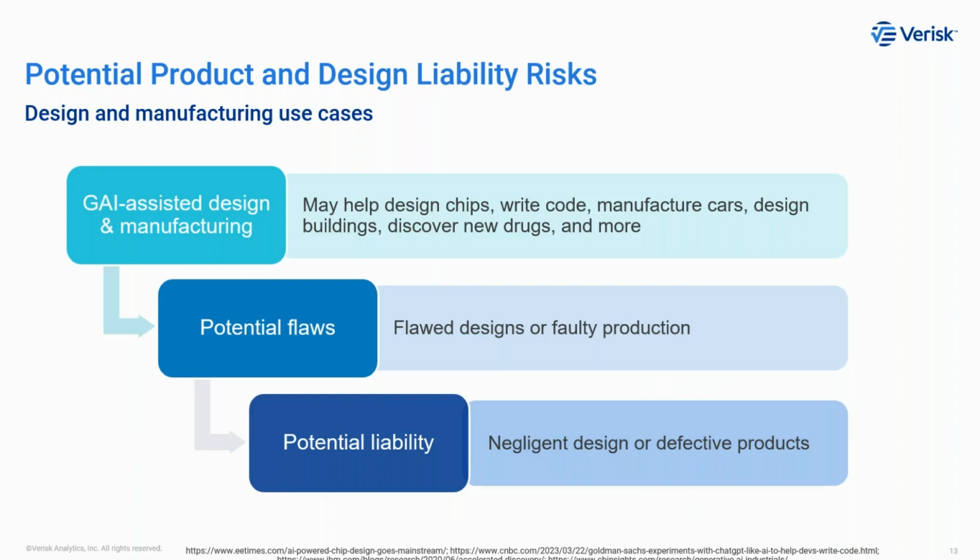There are also many potential use cases for GAI tools in product design and manufacturing. GAI tools may be used to help design chips, write code, manufacture cars, design buildings, discover new drugs, and more. And again, if there are these potential flaws in the GAI tools, that could lead to flawed designs or faulty production processes. That in turn could lead to potential liability for the designers, manufacturers, distributors, or advertisers of these products or designs.